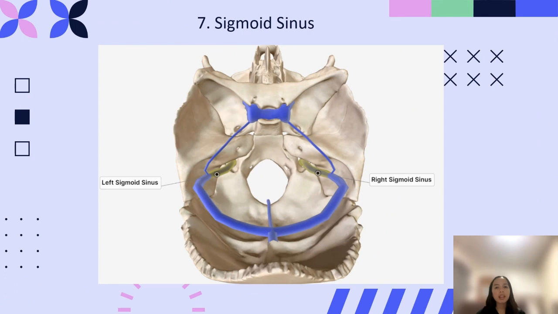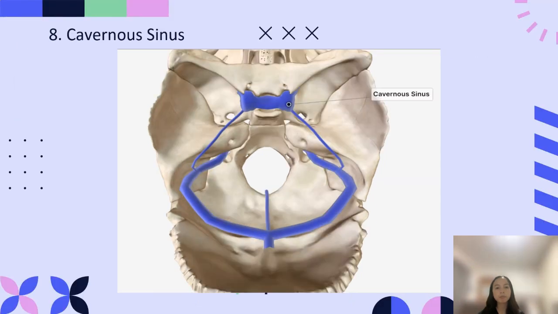Then, the sigmoid sinuses, which are a direct continuation of the transverse sinuses. They are also paired. So, these are the sigmoid sinuses. Here, it is a continuation of the transverse, and then this is the superior petrosal sinus.